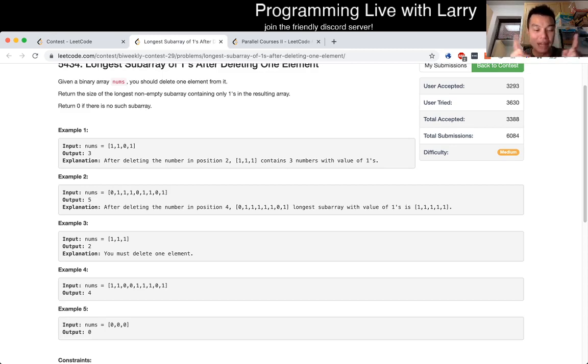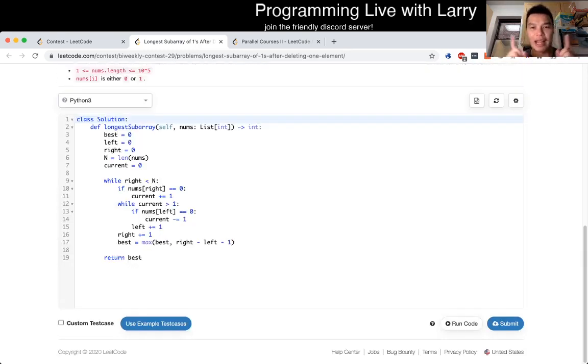Inside everything in between, you have to maintain the invariant that there's at most one 0. Meaning anytime there's two zeros, you keep on subtracting from the left until there's at most one 0. Then you keep track of the number of elements, and take the max minus the one that you remove. So that's how I got this formula: right minus left minus 1, because that's the number of elements in between minus the one in the middle.